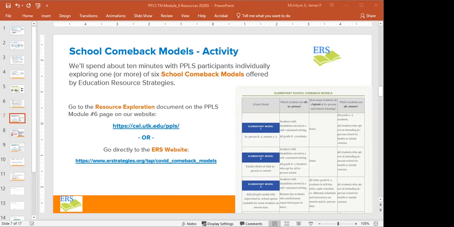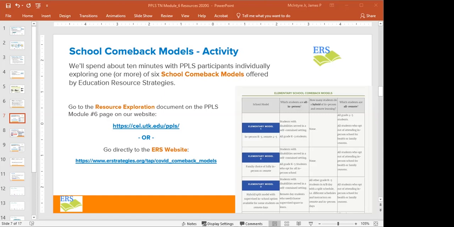Okay, very good. So we'll start to come back together. And again, I apologize for the compressed time frame. But the good news is these resources are there on Education Resource Strategies website, and you can continue to explore these school comeback models, these resource models at your leisure.